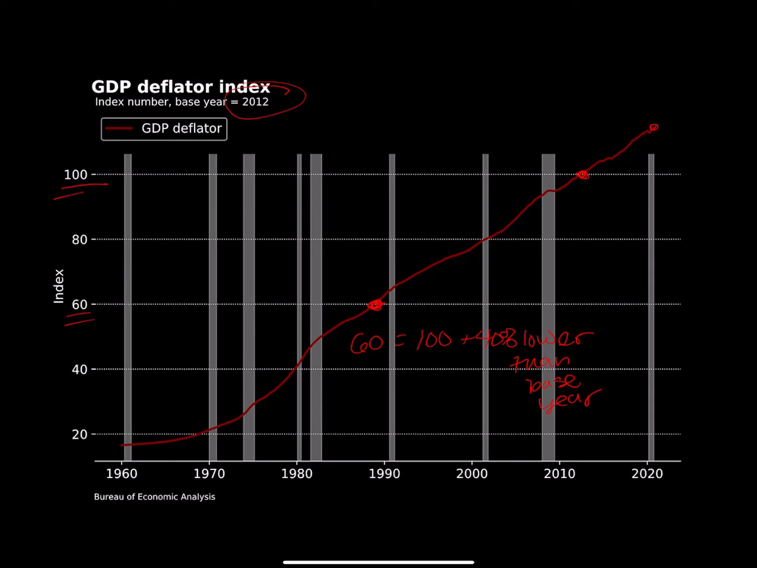My last observation here, this is approximately 120. That means in this last observation, prices of goods included in GDP were about 20% higher than the base year.